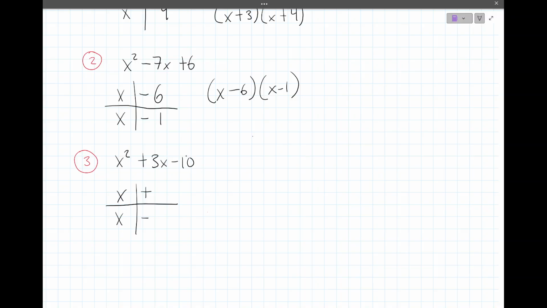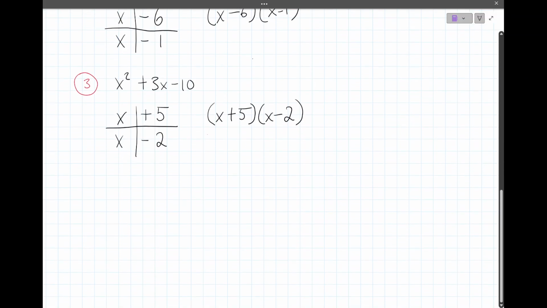So 10 and 1, in some combination, I can only get plus or minus 9, so that's not going to work. And if I have 5 and 2, I'll get plus or minus 3. So it looks like plus or minus 3 is my deal, but since it's plus 3, I have to have positive 5, negative 2. So my two factors are going to be x plus 5 and x minus 2. So I can work out over here which one is going to work out for us.